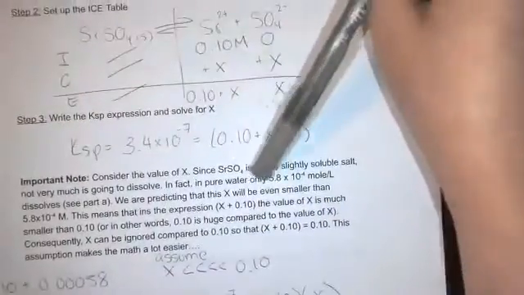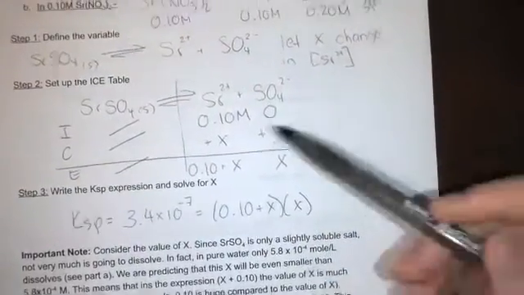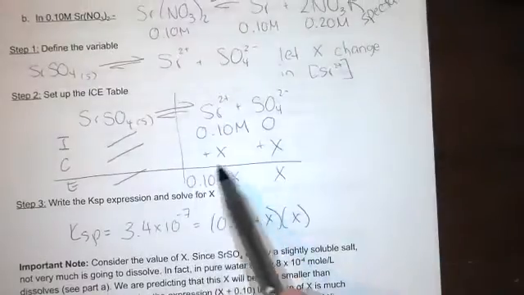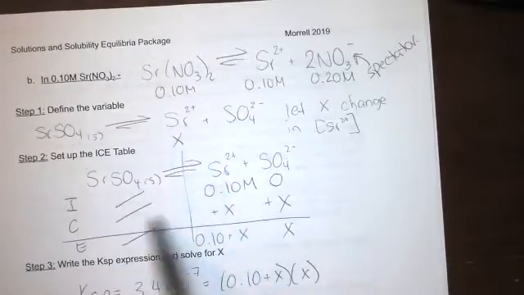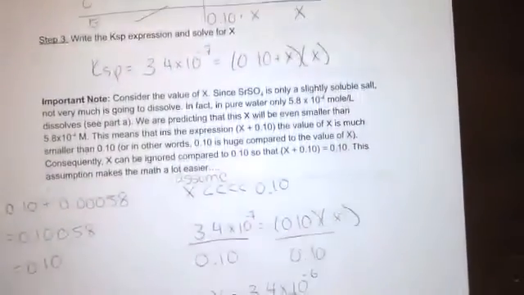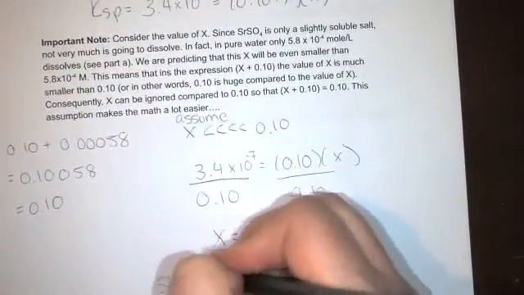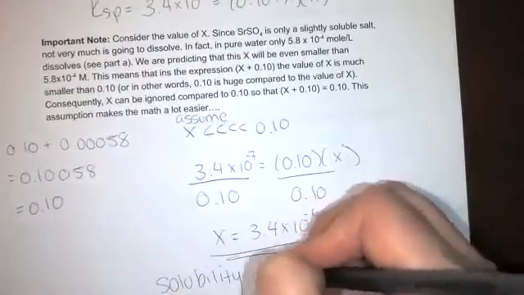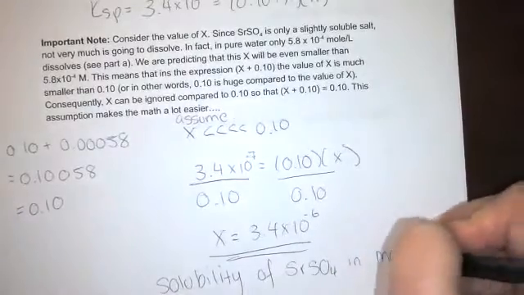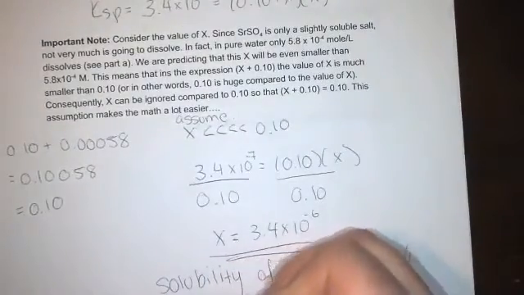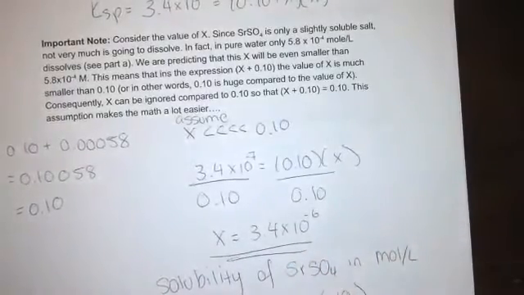I go back to what I let my x be. I let x equal my change, so this would be x here. This is how much was associated. This is a 1-to-1. So this value becomes now my solubility of my strontium sulfate in moles per liter in a solution of 0.1 molar strontium nitrate.